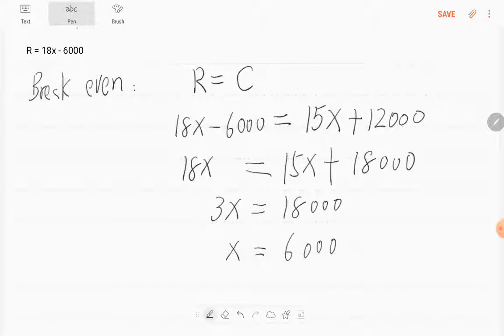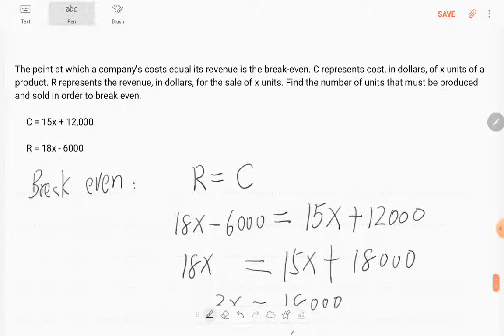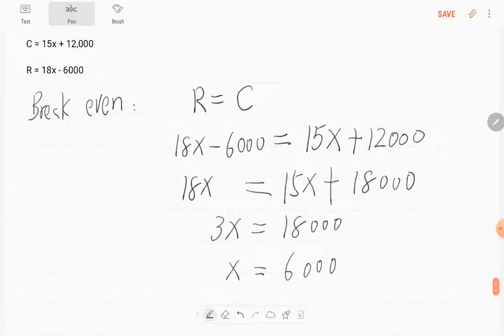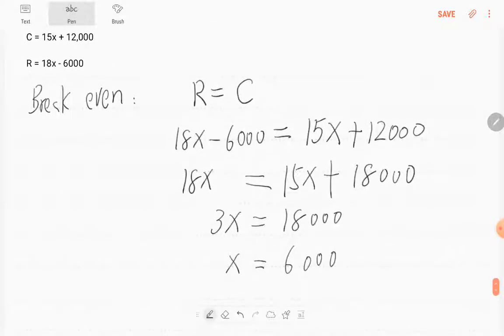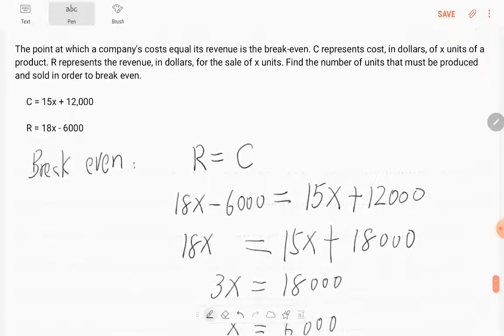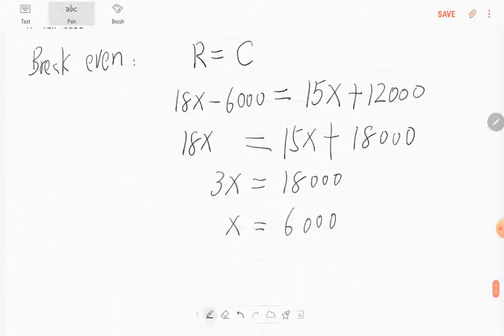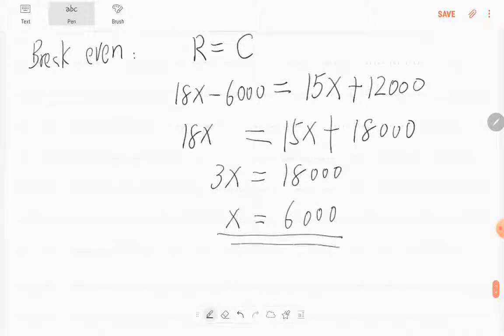So if the company produces and sells 6,000 units of product, then they will break even. Okay, so this is your answer.